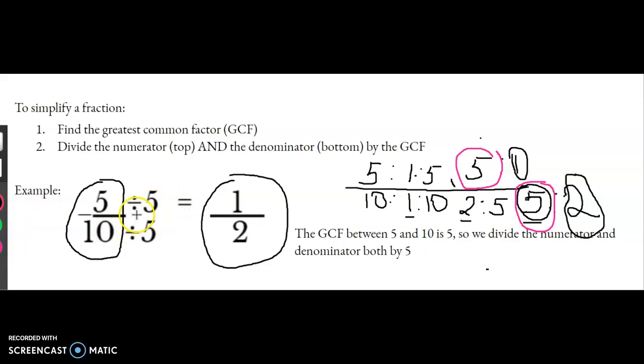So we divide by our greatest common factor in order to get the simplified form of our fraction. 5 divided by 5 equals 1, and 10 divided by 5 equals 2. The greatest common factor between 5 and 10 is 5, so we divide the numerator and denominator both by 5. And we get our simplified form as 1/2, or let's say, half.